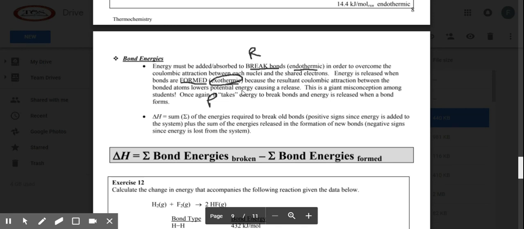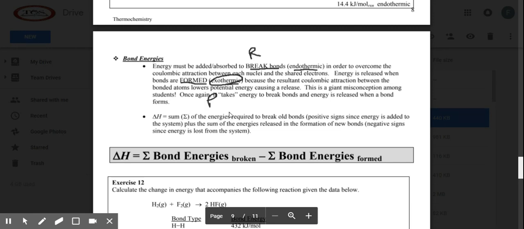The reason why is because your atoms have greater energy than the bonds themselves. So you're actually going to a lower energy state whenever you do form a bond. And since you're going to a lower energy state, that energy has to go somewhere, so it's going to be released to the surroundings. So breaking bonds in the reactant side is an endothermic process. Forming bonds in the product side, that is an exothermic process.